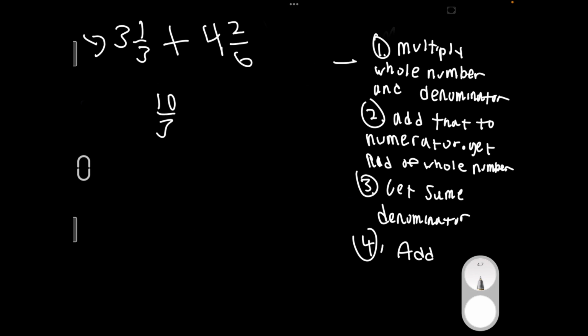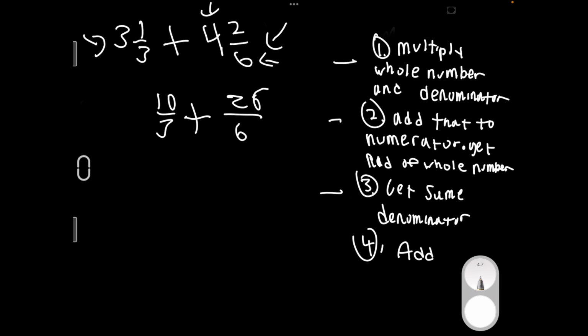So we just did step 1 and 2. Now we need to do it for this fraction right here. We multiply the whole number and the denominator. So 4 times 6, that's 24. And we add it to the numerator. So that would be 24 plus 2. That would be 26. So it would be 26/6. Now we completed step 1 and 2. We turned the mixed numbers into just regular fractions. So now we can move to step 3.